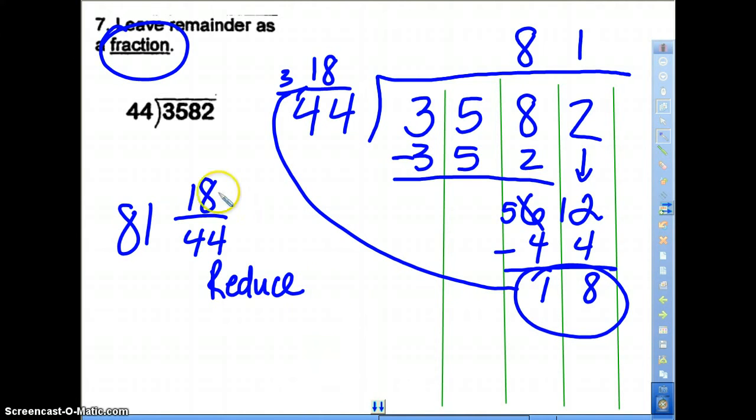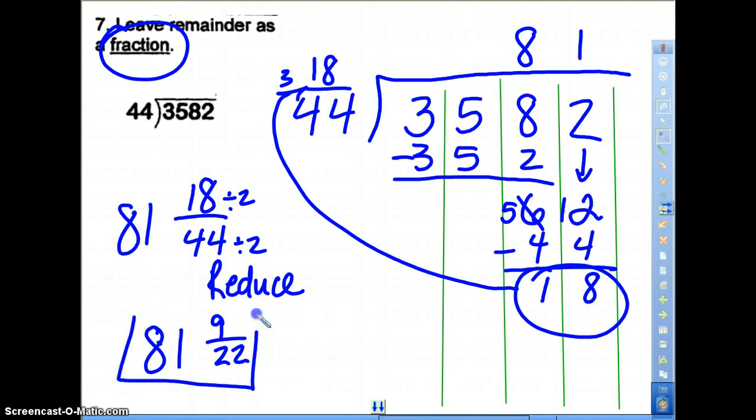Okay? Let's see here. They're both divisible by what? I know for sure they're both divisible by 2. Let's try that. So I get 81 and 9 over 22. Does it divide out any farther than that? No. Can't reduce it any farther. So there's our answer: 81 and 9/22.